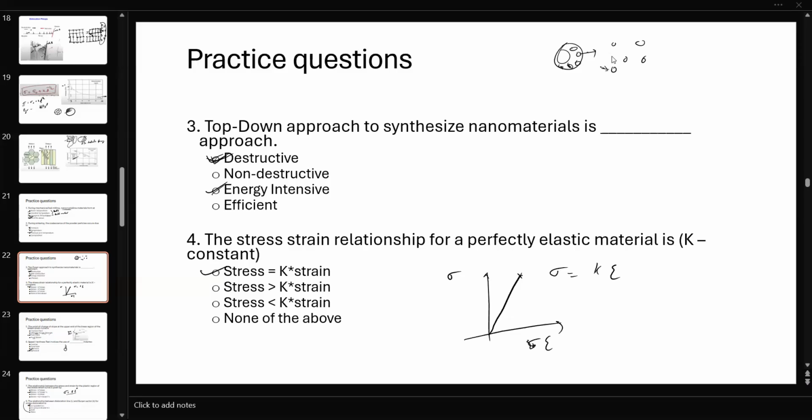If you remember, nanomaterials have very large surface to volume ratio. And all the energy you are providing goes into creation of these new surfaces. It's a really very energetic and intensive technique.